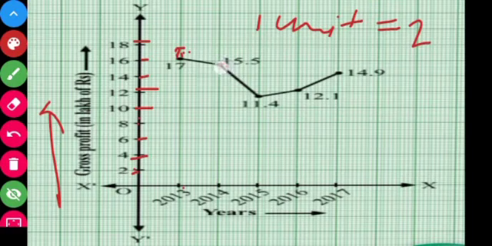So mark that point. And in 2015 it was 11.4. In 2016 it was 12.1, so mark this. And in 2017 it was 14.9. Okay, so you get all the points. Now join all the points.